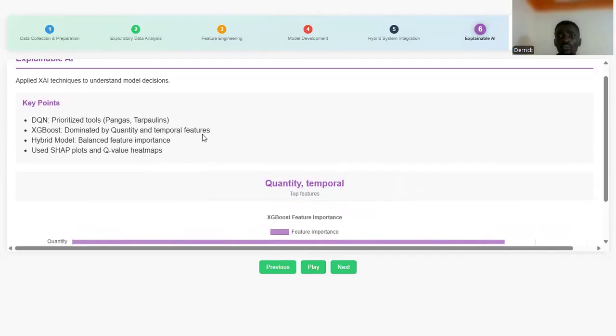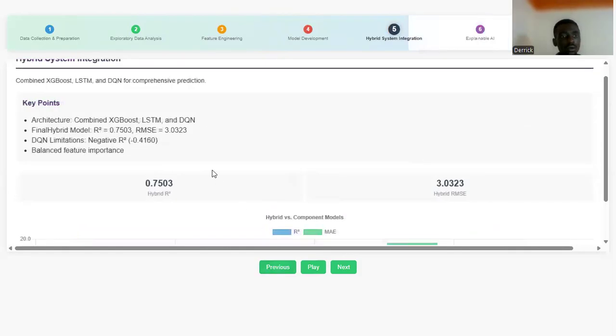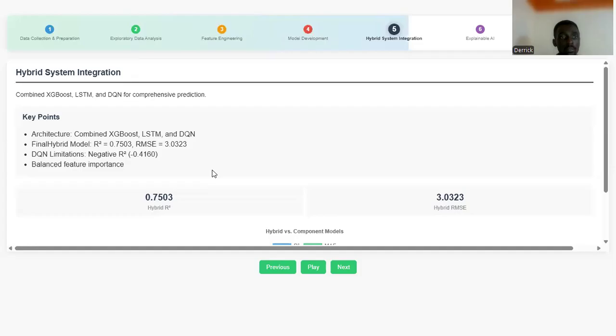And we used SHAP, sorry. Yes. Then in our hybrid system, we combine the XGBoost, LSTM, and DQN plus the ensemble model, which was a combination of the various linear regression models to come up with a voting ensemble.